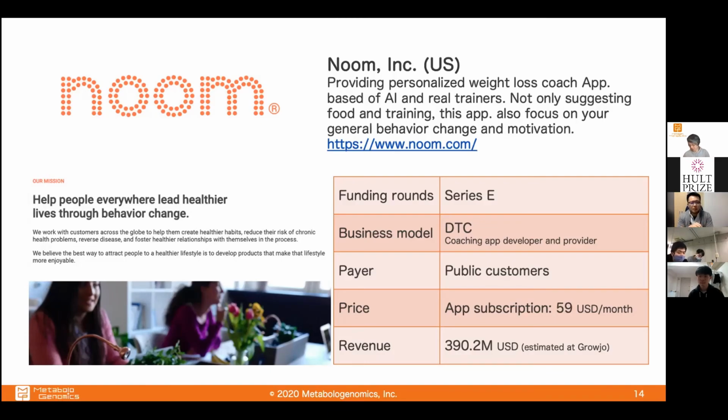And they are providing their application subscription for $60 per month. So it is nearly equivalent to, or slightly cheaper than, just going to the fitness gym. So maybe this is one of the alternatives for some people for losing weight efficiently. And this application is quite famous now worldwide, even in Japan, and they are getting quite good revenue, $390 million in 2019.